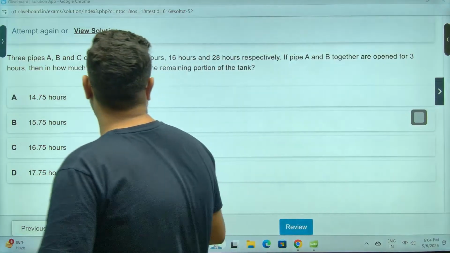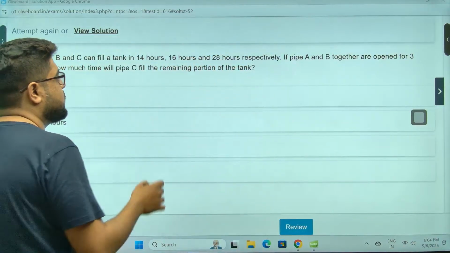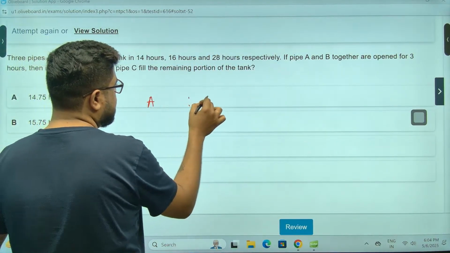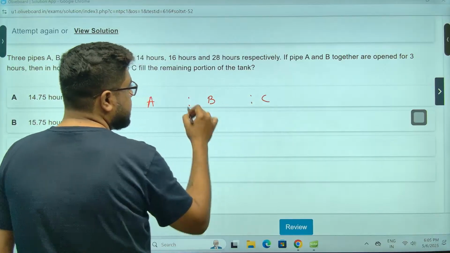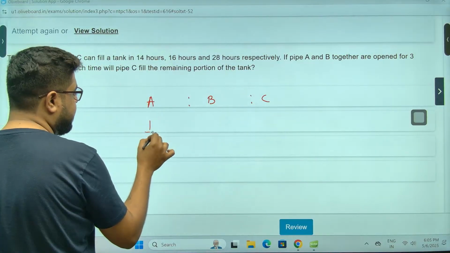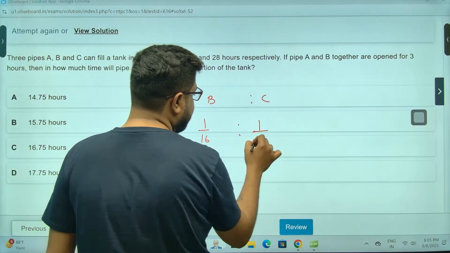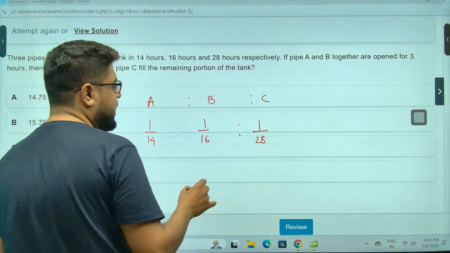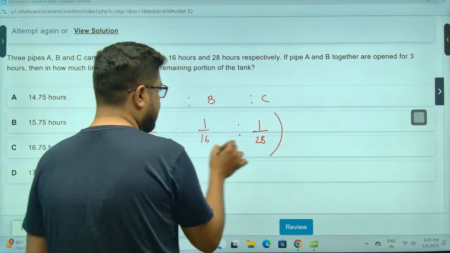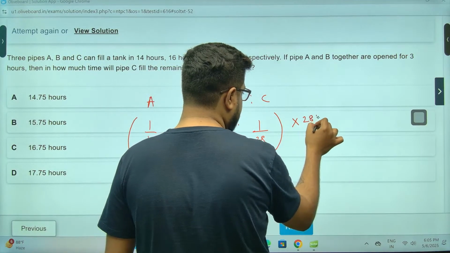A, B, C: 14, 16, 28. Okay, sir. The A ratio, B ratio, C ratio. The efficiency ratio will be 1 by time ratio. So 1 by 14, 1 by 16, 1 by 28. Multiply this by the LCM. The LCM of 14, 16 and 28 is 112.